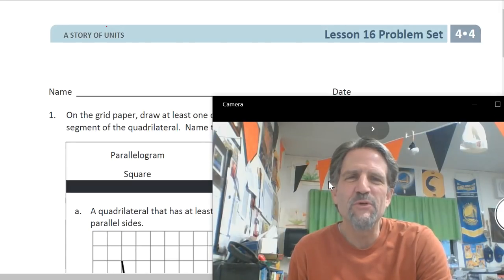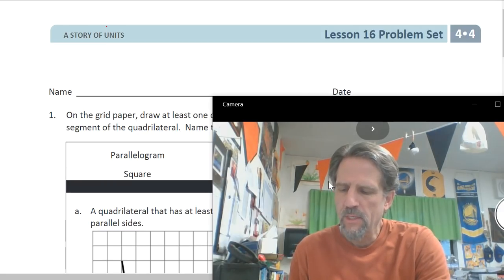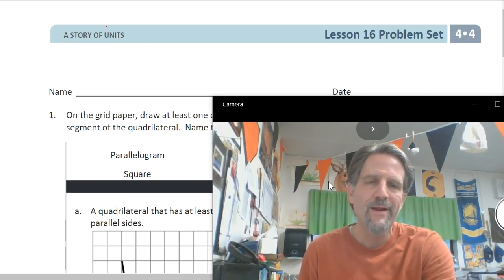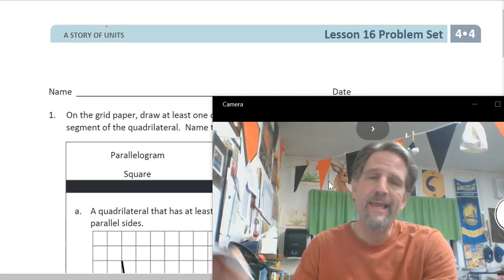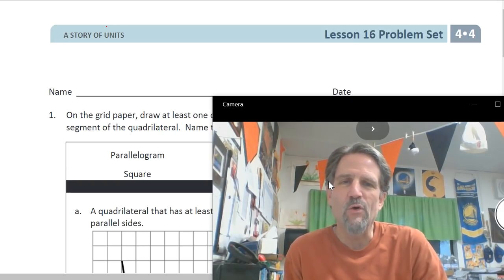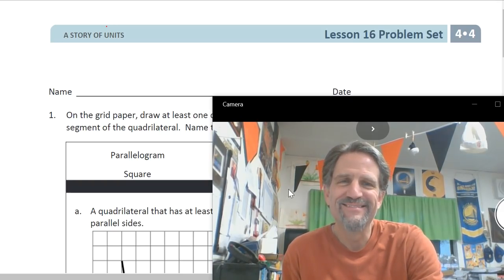Alrighty, welcome to Module 4, Lesson 16, the problem set. And in this lesson, we are going to reason about attributes to construct quadrilaterals on square or triangular grid paper. So we're going to be constructing some more quadrilaterals. Let's get started.